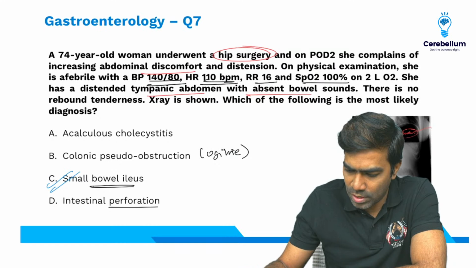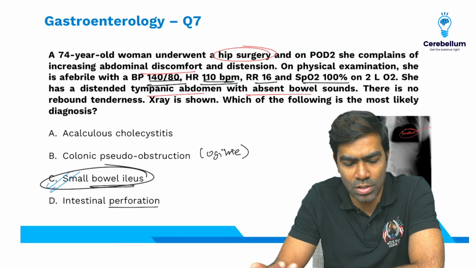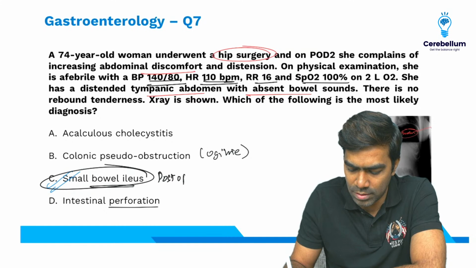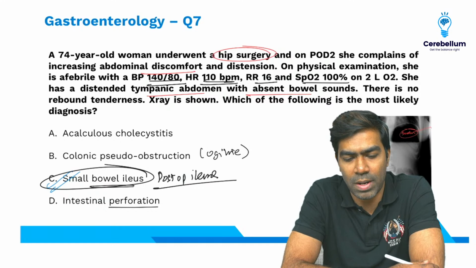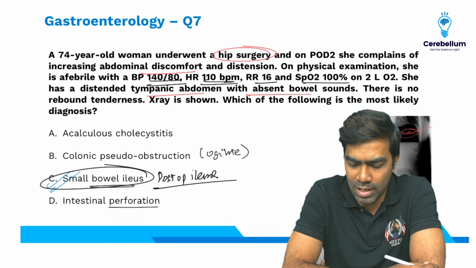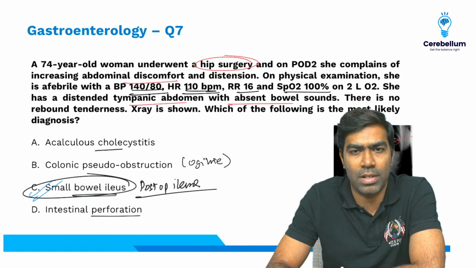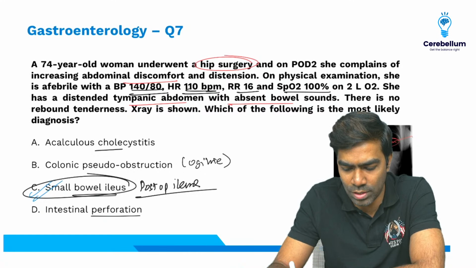Very, very common. This is also what we call a post-operative ileus. That's all. This is a simple post-op ileus. This is how exam questions will be framed many times. Common scenarios, common situations, simple x-rays. Calculous cholecystitis is not going to present like this. You're going to have abdominal pain predominantly in the right hypochondrial region, so that's not the case here. And patients will have other signs like fever.